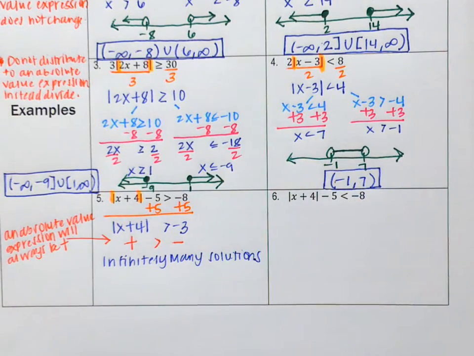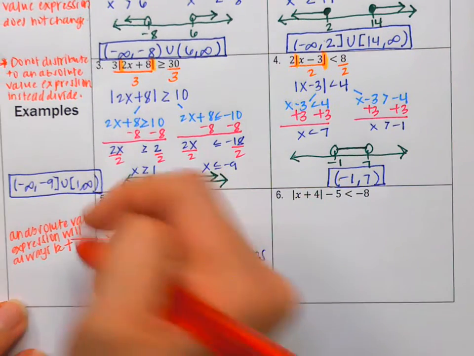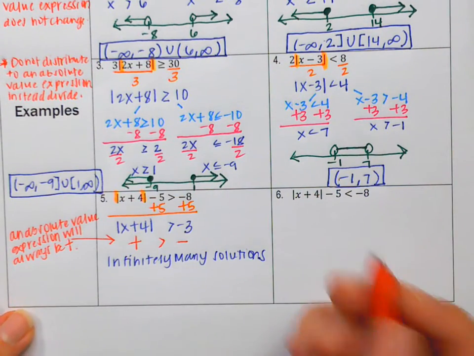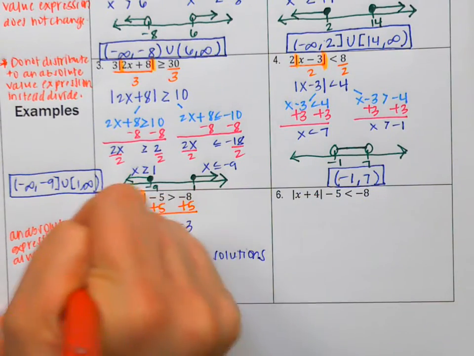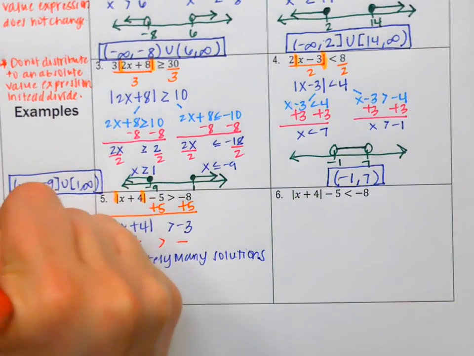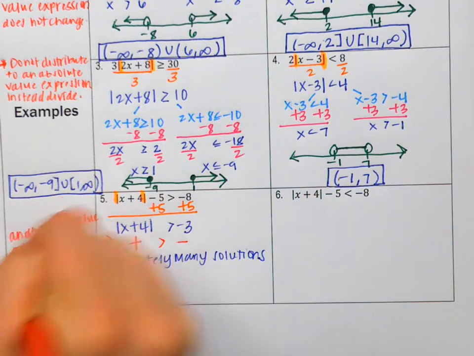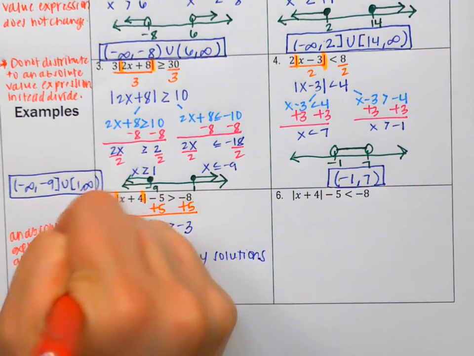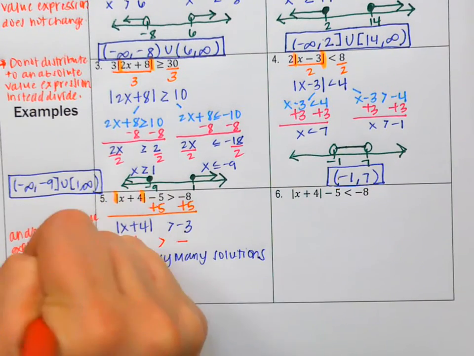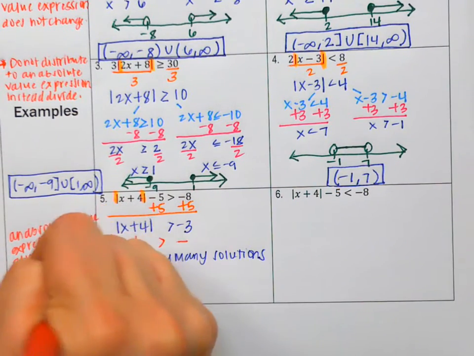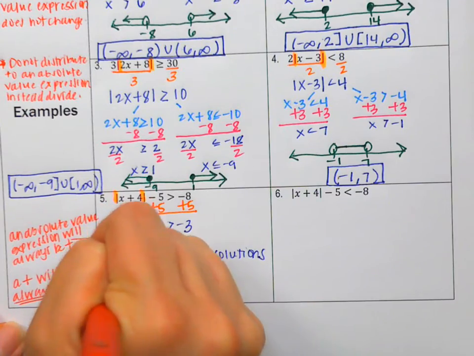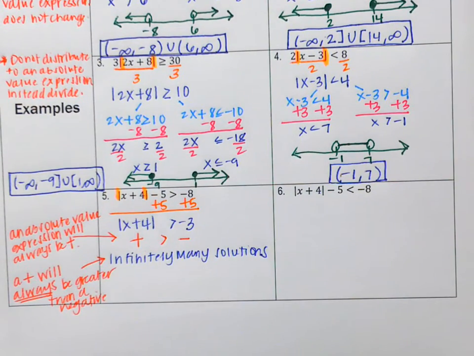Now let's talk about how to graph that and how to write that in interval notation. But before we do, an absolute value expression will always be positive, and so when we're looking at this, a positive will always be greater than a negative. Okay, so let's graph it and then let's write it in interval notation.